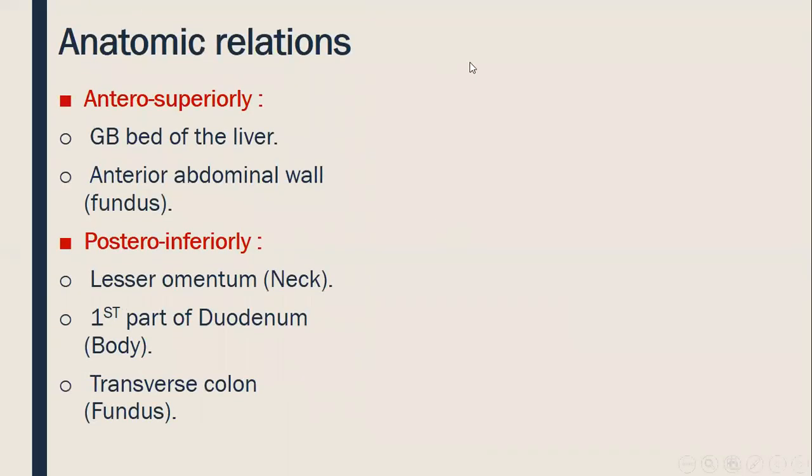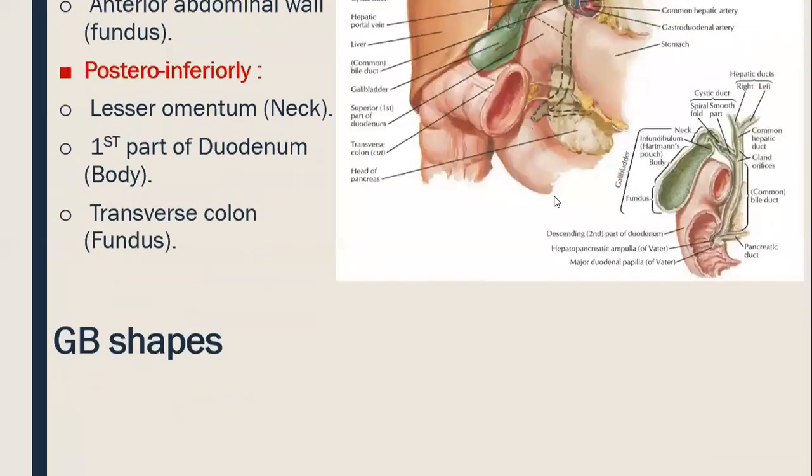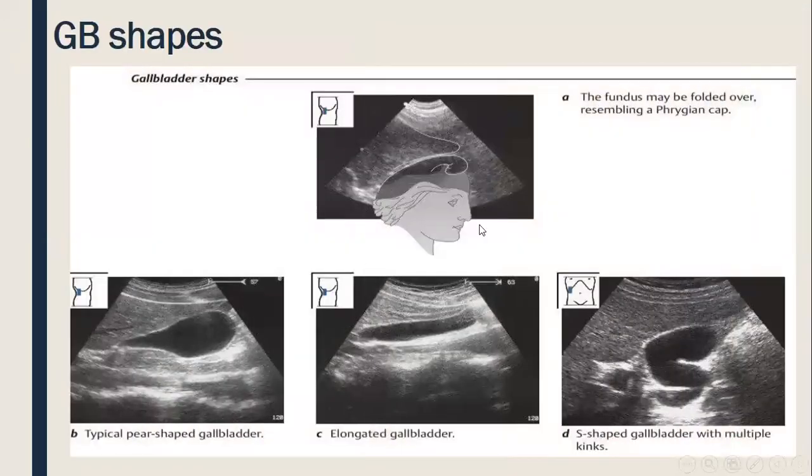As for the anatomic relations, we have the anterior-superior relation, which is the gallbladder bed in the liver and the anterior abdominal wall. Posterior-inferiorly, we have the free edge of the lesser omentum related to the neck. We have the first part of the duodenum related to the body, and the transverse colon related to the fundus.